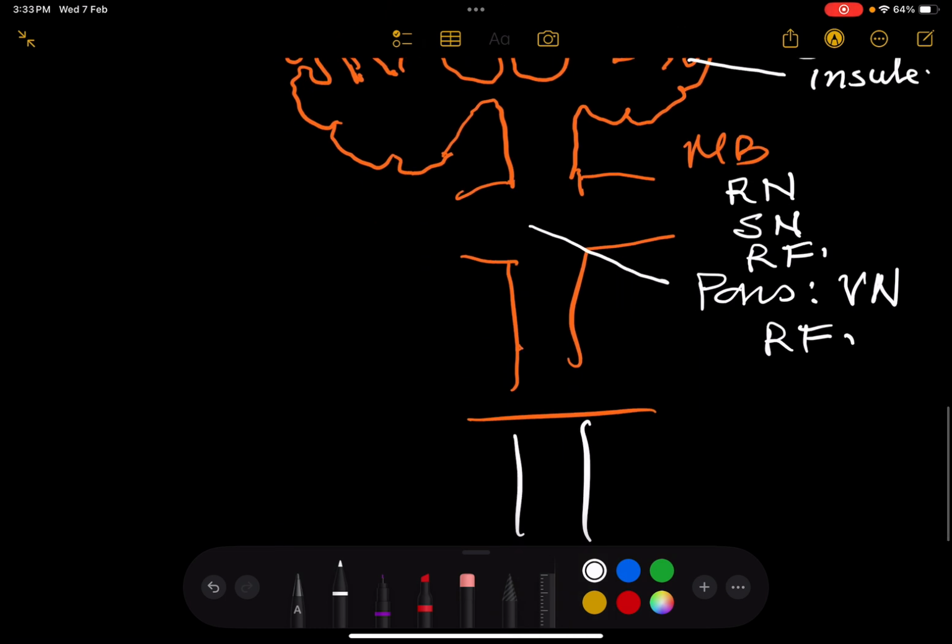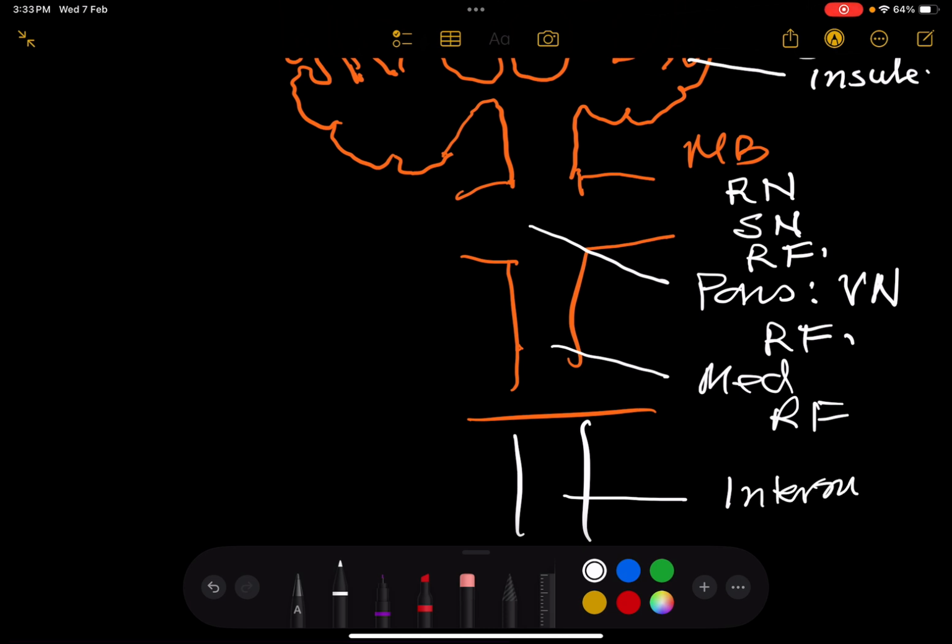At the level of the medulla, reticular formation continues, but at the level of the spinal cord, the same reticular formation becomes the internuncial neuron system.